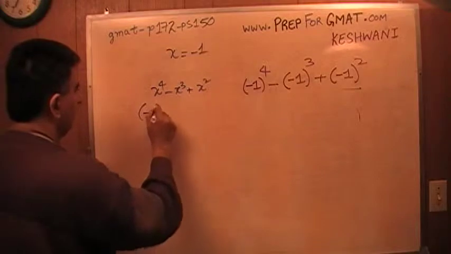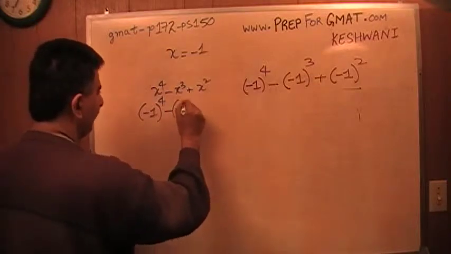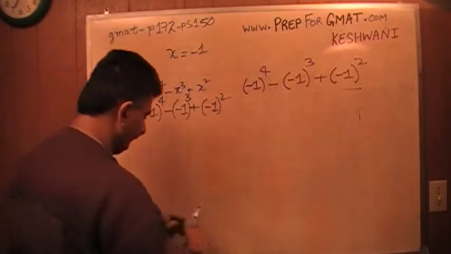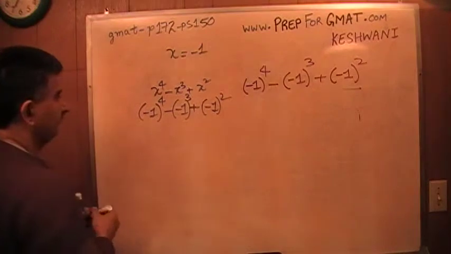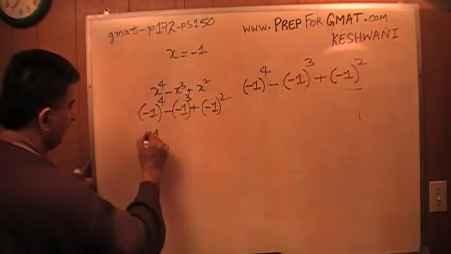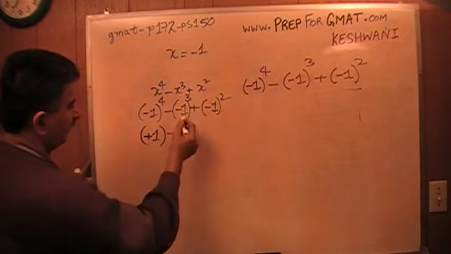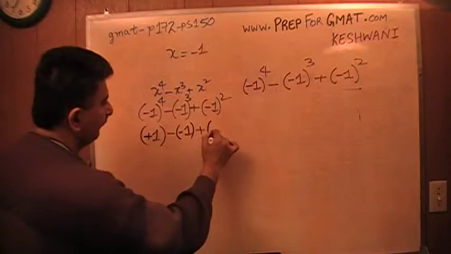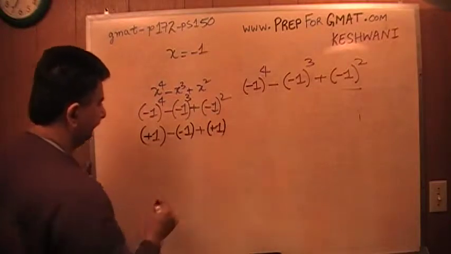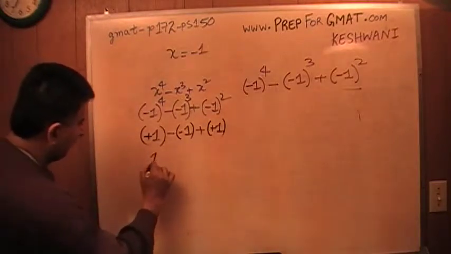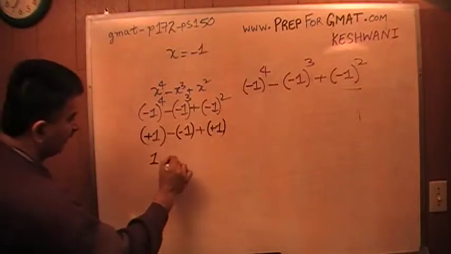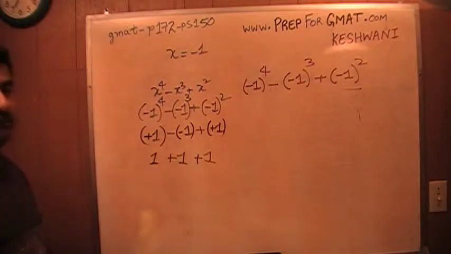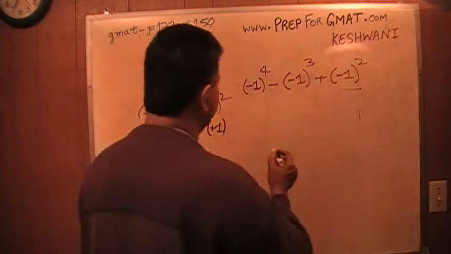So, -1 raised to the 4th minus -1 raised to the 3rd plus -1 raised to the 2nd power. -1 raised to the 4th is +1, minus -1 raised to the 3rd, which is -1. I hope you can see it. And then plus -1 raised to the 2nd power becomes +1. This negative and this negative becomes positive, so I have +1. And then here I have positive and positive, that's +1. So it looks like on the top we have 3.